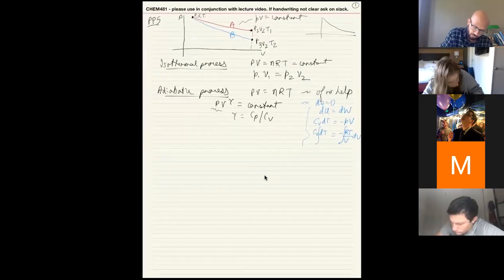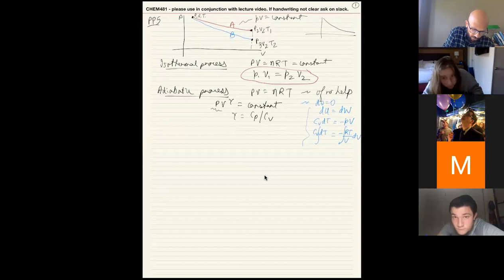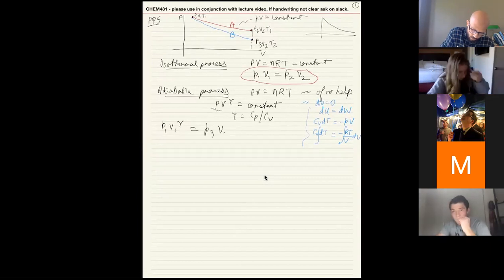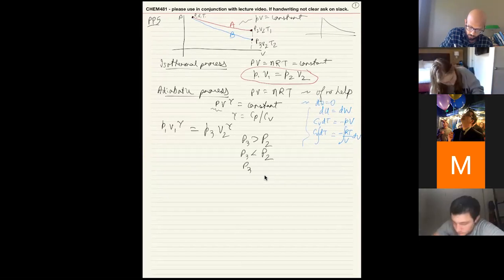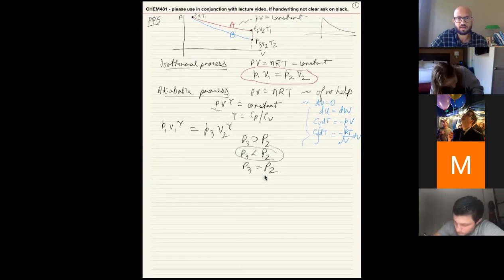So on the first hand, we have P1 V1 is equal to P2 V2, and PV to the power gamma is equal to constant means that this adiabatic process must follow P1 V1 to the power gamma is equal to P3 V2 to the power gamma, right? We don't yet know whether P3 is more than P2, or P3 is less than P2, or P3 is equal to P2. We are trying to prove that P3 must be less than P2, right? That's what we are trying to prove here.